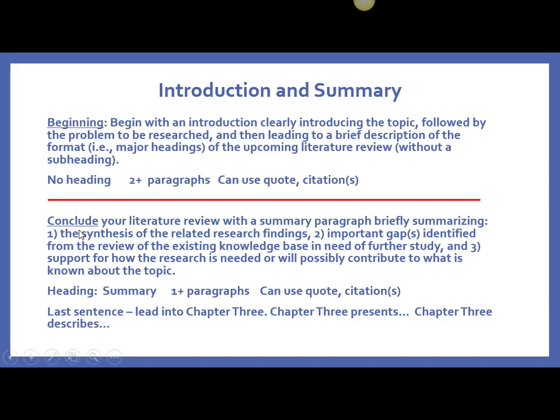As you write at the end now, you do write a summary paragraph, and you do the synthesis of all the research findings in your literature chapter, and then how this research that you're doing is going to be important and contribute to that field of knowledge.